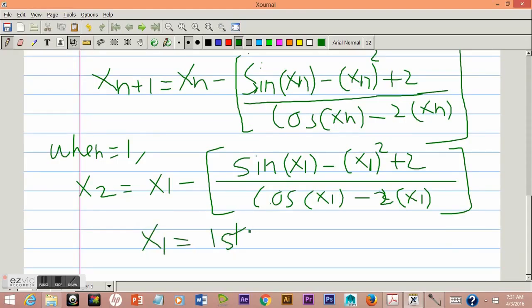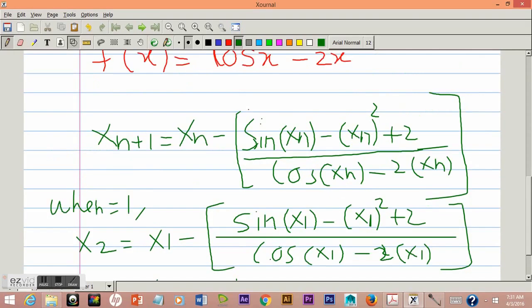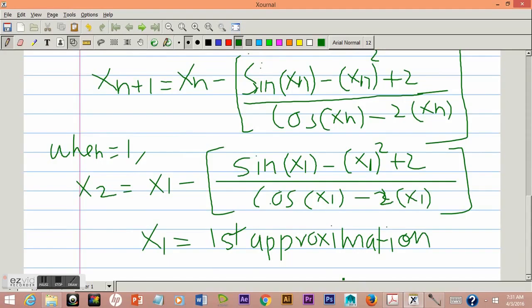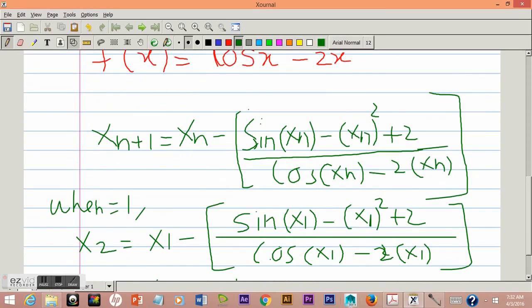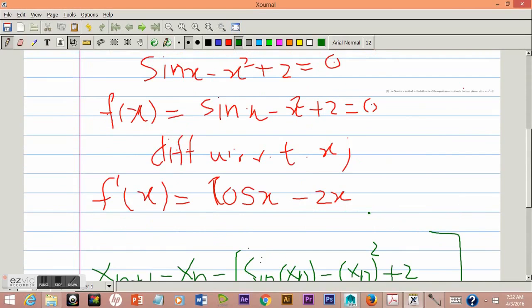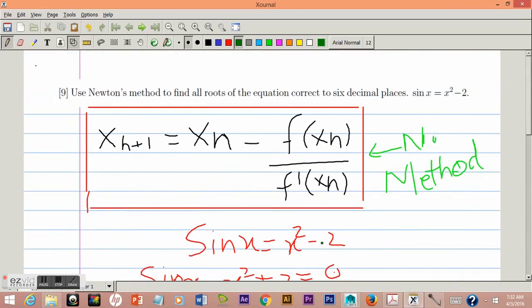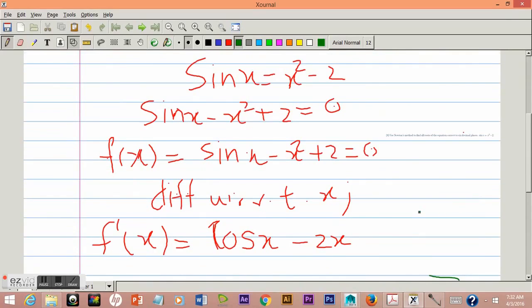You must select x1 very close to the value of the root. That is the first approximation, but the approximation should be very close. If you solve this function using the calculator, you will get an answer about 1.728. So if you take 1 as your first approximation, it's okay. So just choose our first approximation as 1.